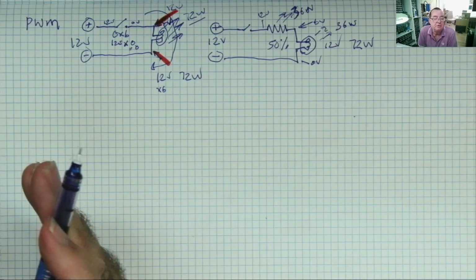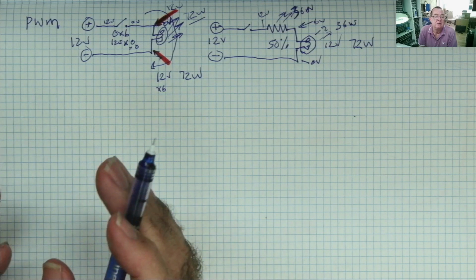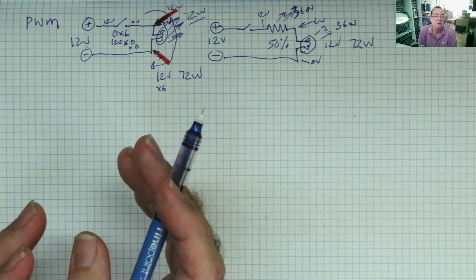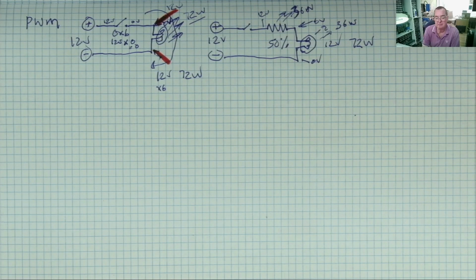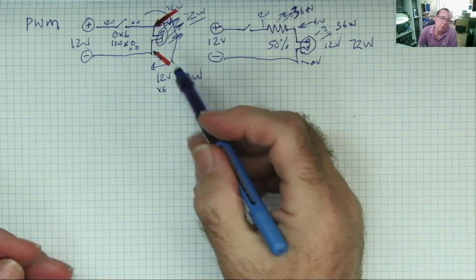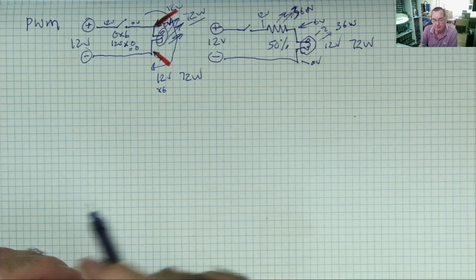So whether the switch is open or closed, whether it's passing 0 amps or 6 amps, the wattage dissipated by the switch is 0. And this is very important. Now let's consider what will happen if we switch this switch on and off rapidly.